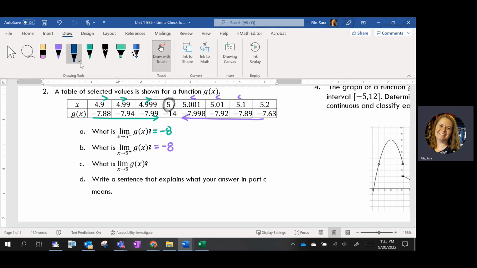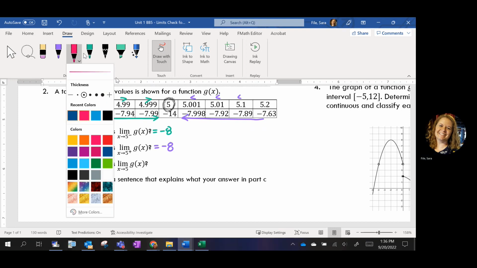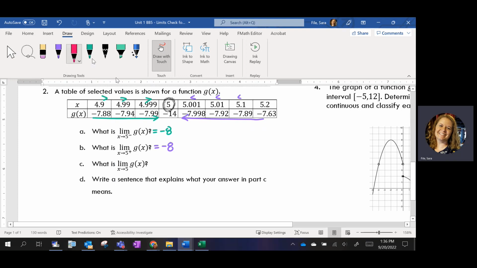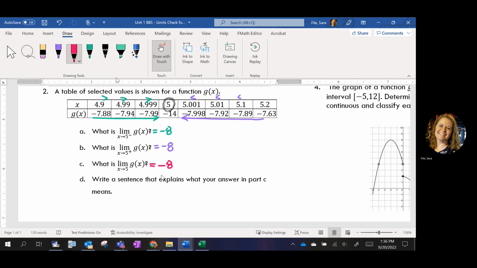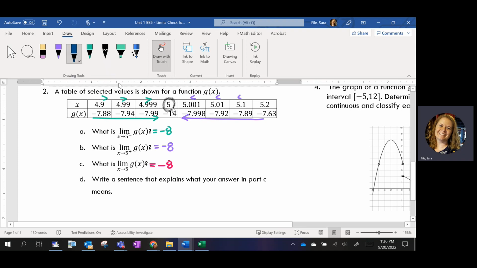So that means our limit exists, right? Yes, that means when those two things are equal, the limit from the left and the limit from the right, the limit does exist, and it's that value, -8. So the limit as x approaches 5 is -8. However, that's not equal to the function value, is it? The function value is -14.